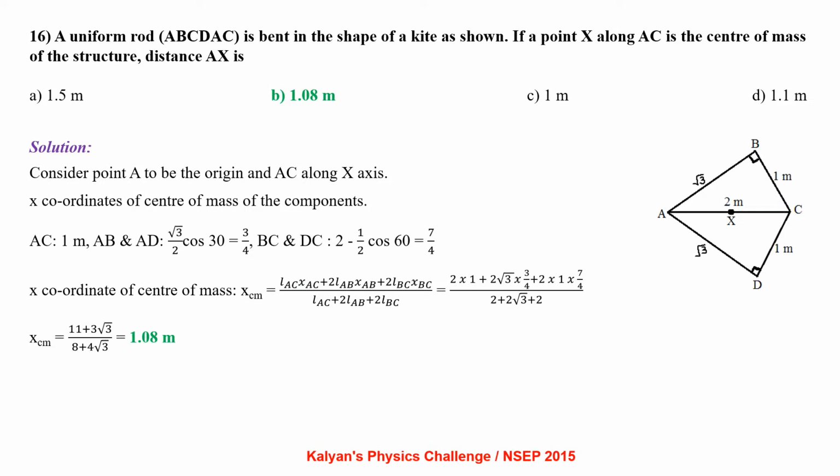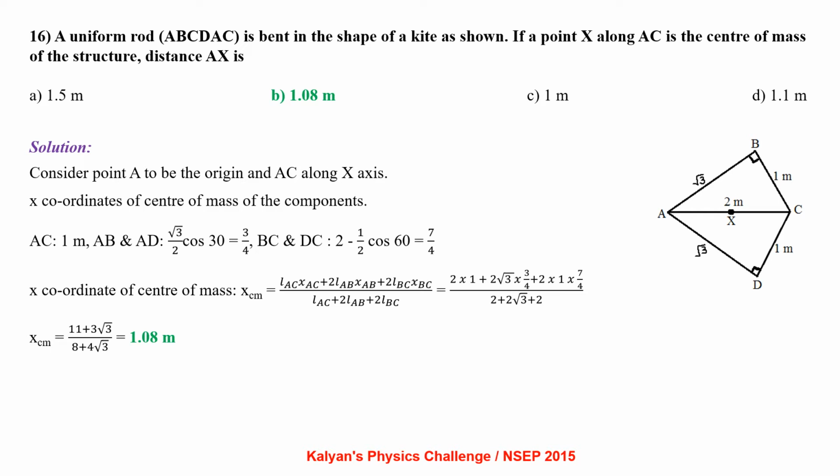A uniform rod ABCDAC is bent in the shape of a kite as shown. If a point X along AC is the center of mass of the structure, then AX is. Consider point A to be the origin and AC along the x-axis. X coordinates of the center of mass of the components: AC is 1 meter, AB and AD are root 3 by 2 cos 30, that is 3 by 4, BC and DC are 2 minus half cos 60, that is 7 by 4.